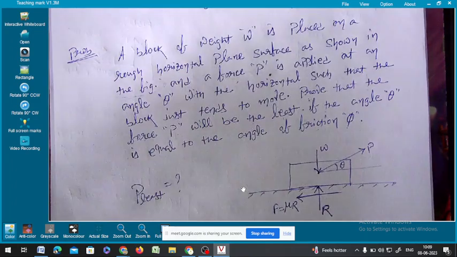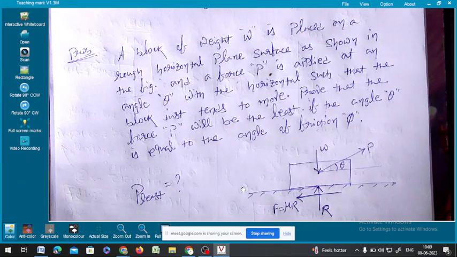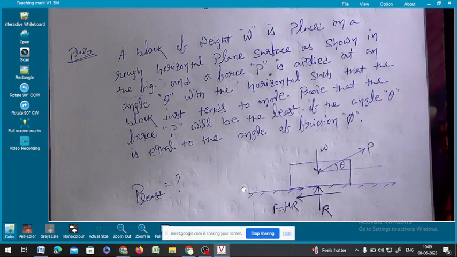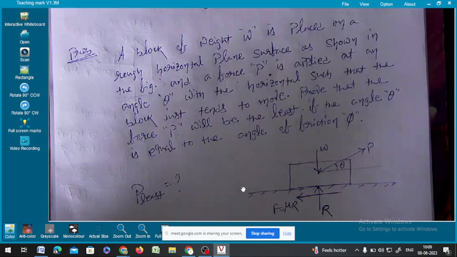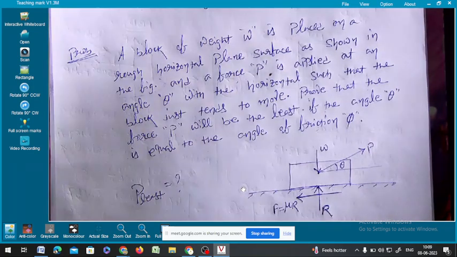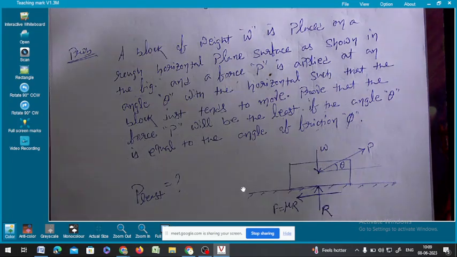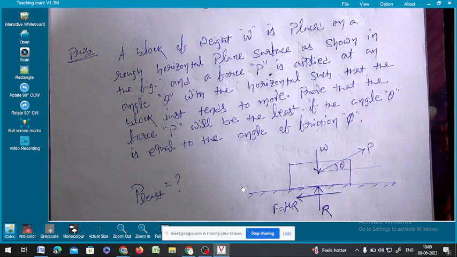Has anybody tried this problem? Yes, sir. Did you get the answer? I feel it is W sin theta. How much? W sin theta? Yes, sir. Okay, good. Or W sin phi, anything. Clear? Anyone else? Yes, sir.